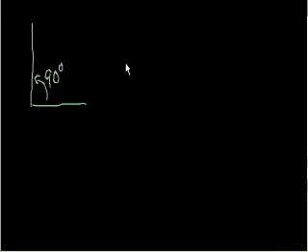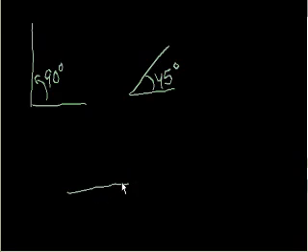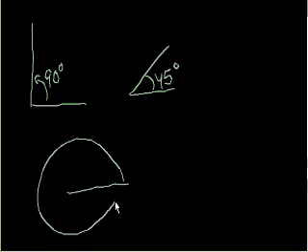You're probably familiar that a right angle is 90 degrees, or half a right angle, or 45 degrees. And you're also probably familiar with the concept that in a circle, and that's my best attempt at a circle, in a circle there are 360 degrees.